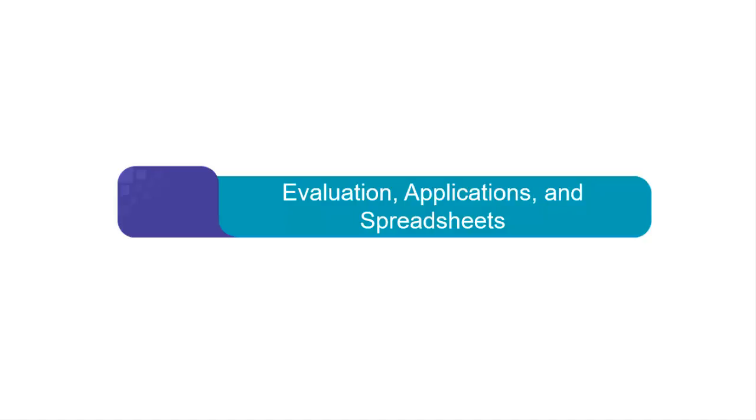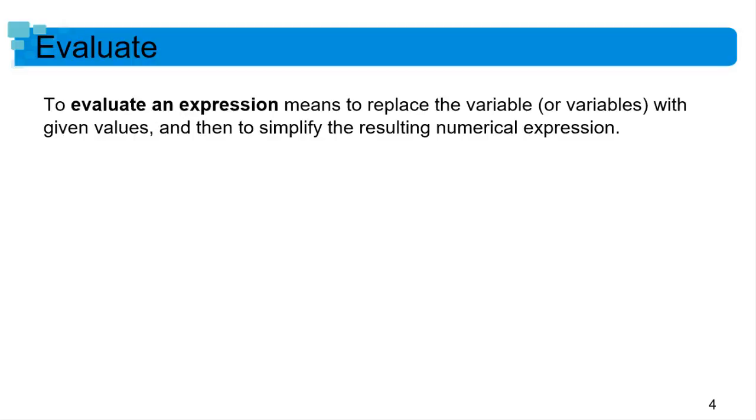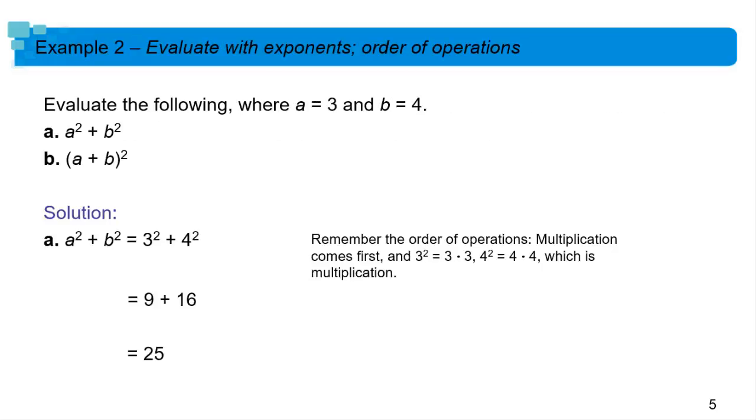Okay, evaluation is just a fancy way of saying plug a number in for one of your variables, right? You've got X's and Y's and Z's or whatever variables they are, and then they tell you, hey, let X equal 2. And you plug 2 in for X and you simplify, and then all of a sudden you've got a simpler expression or equation. That's all it means to evaluate, right?